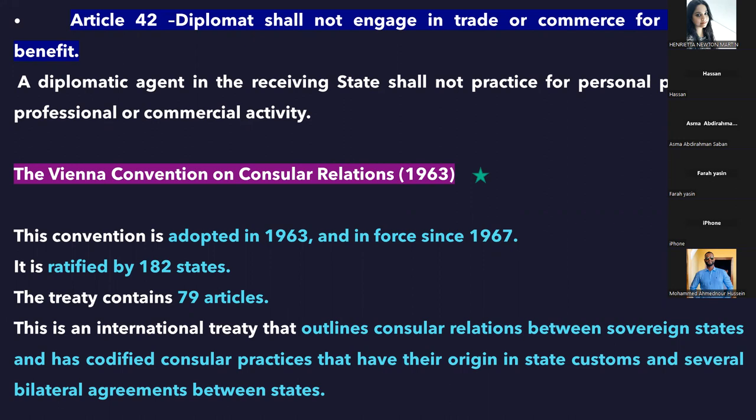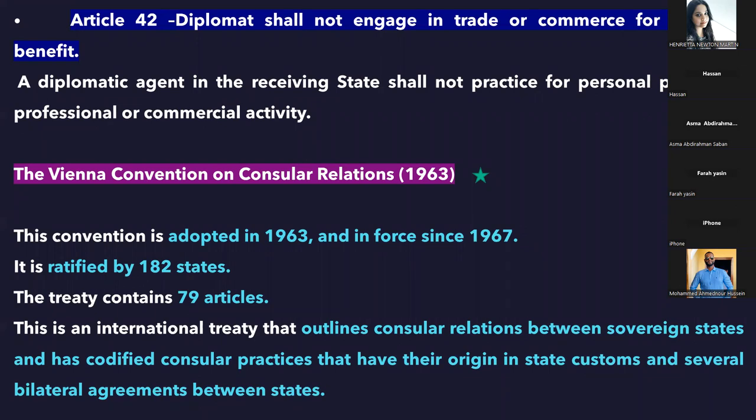Next is the Vienna Convention on Consular Relations 1963. So that is it with the Vienna Convention on Diplomatic Relations 1961. Now we are going to learn about the Vienna Convention on Consular Relations 1963. This convention specifically deals with the consular relations of embassies and so on. This was adopted in 1963, but it came into force in 1967. It is ratified by 182 countries and it contains 79 articles.